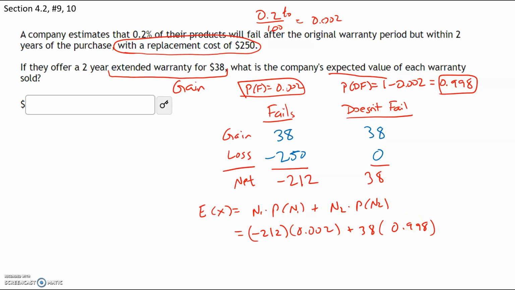And now all we have to do is input this into a calculator. So we have negative 212 times 0.002 plus 38 times 0.998, and that is going to be $37.50. So the expected value for each warranty sold is going to be $37.50, which means if they sell many policies, on average they'll make $37.50 for each policy that they sell.